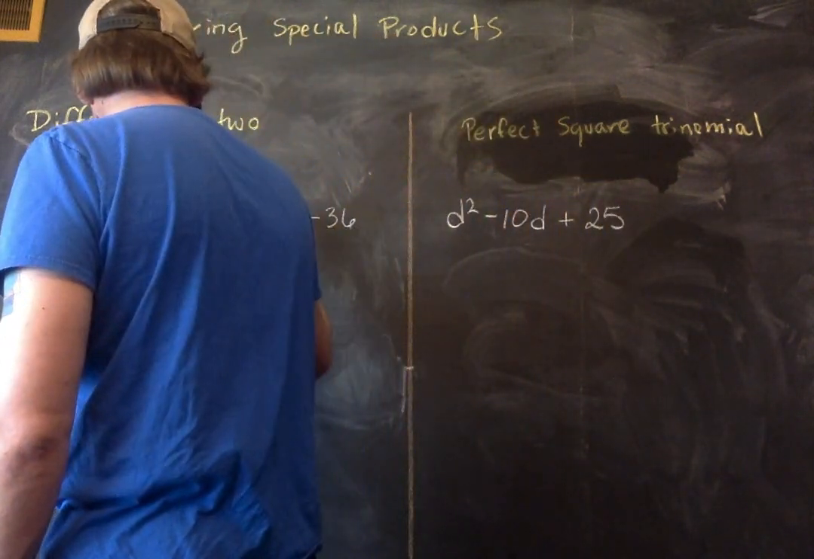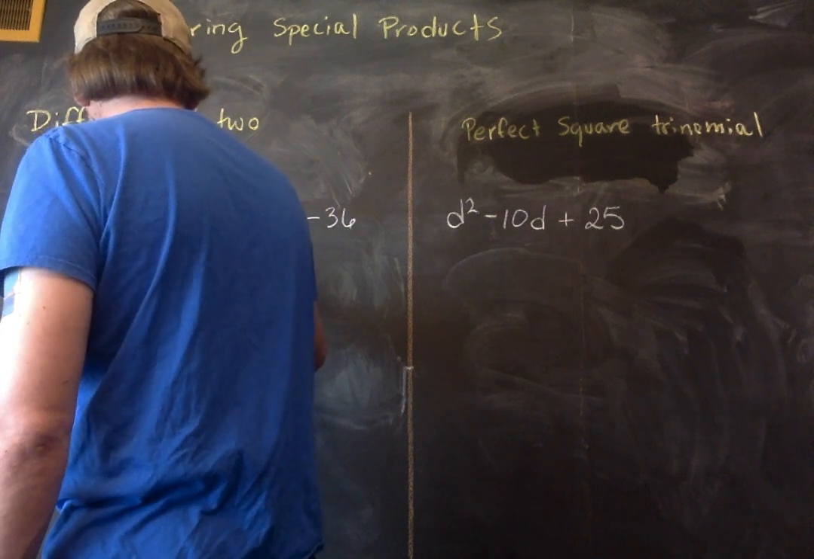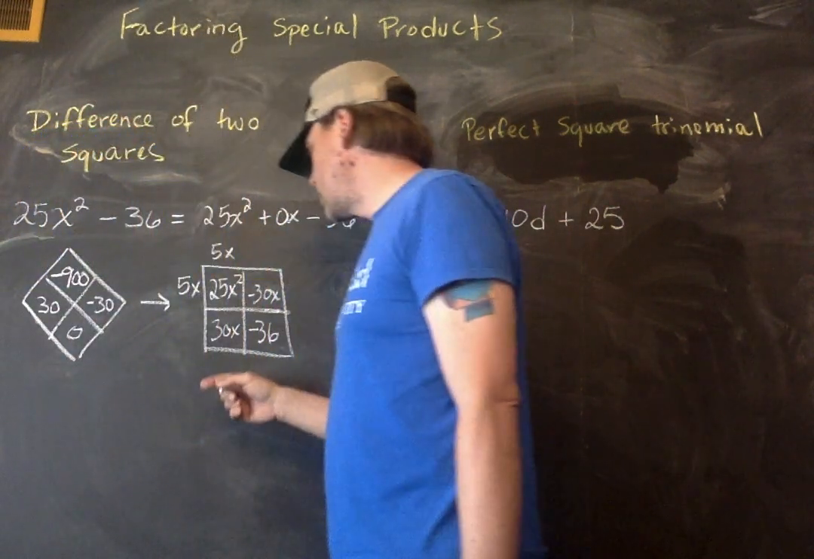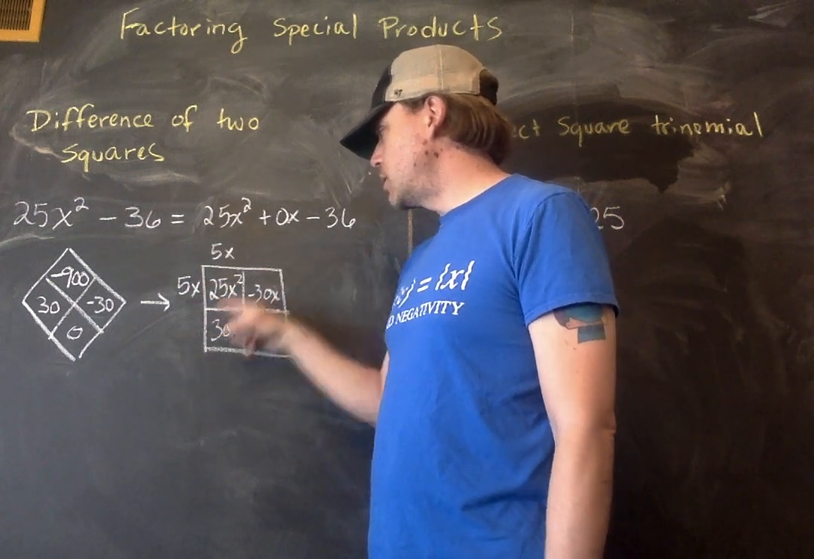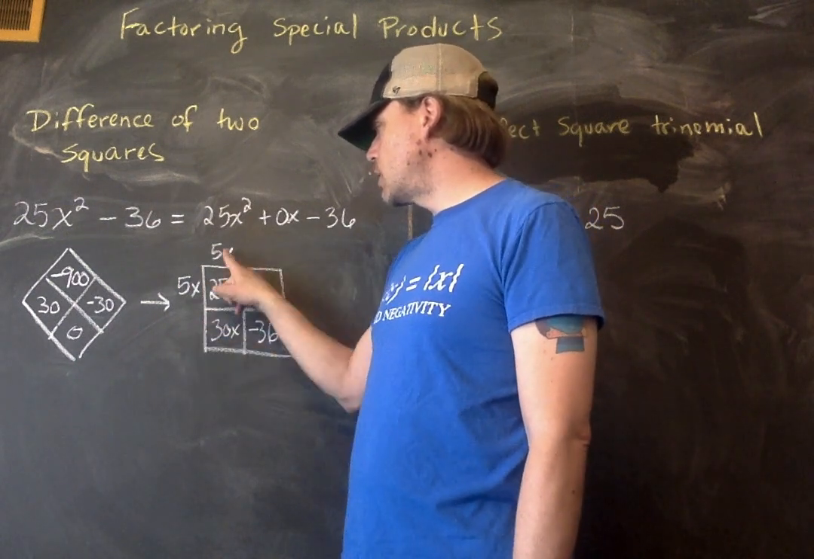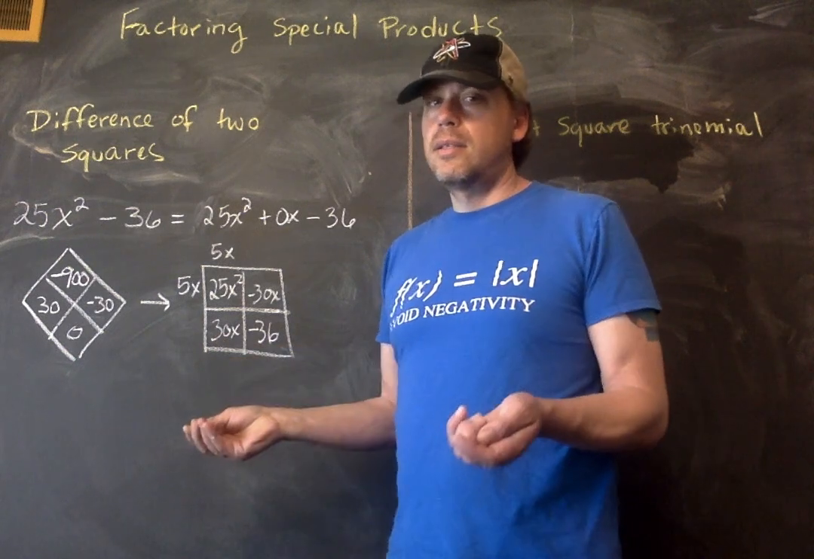Now there is one thing that's going to be different. These were the same, but these two are going to be a little bit different. Let's think about it. So what number times 5x is 30x? 6.